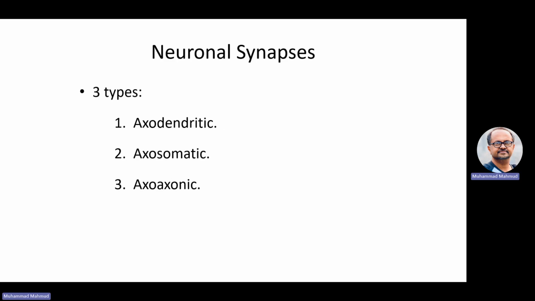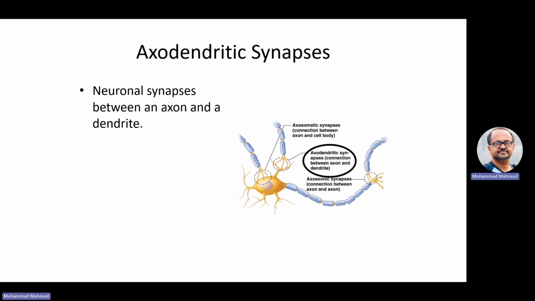There are three types of synapses: axodendritic, axoaxonic, and axosomatic. First type is here. You see that circle area right over there. The axon of one neuron is synapsing with the dendrite of another neuron. So one axon, another dendrite. So this is the synapse called axodendritic.